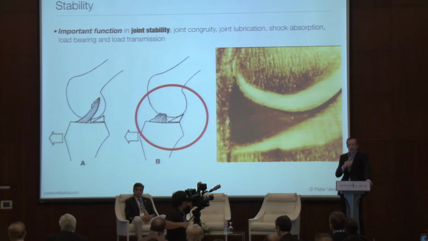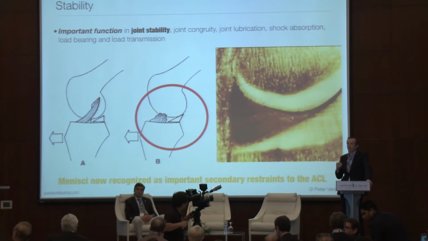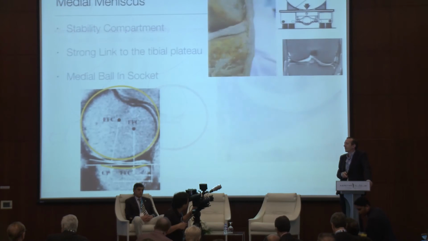Not only in the load-bearing situation does the meniscus have a very important function, but also in stability. And we are now more and more aware that the menisci are in fact very important secondary restraints in conjunction with the ACL. That is a very new insight that we have nowadays. There's some very nice biomechanical data there.